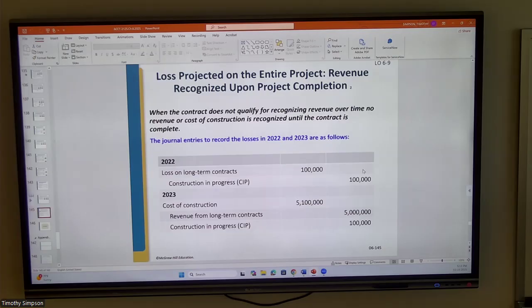And then at the end of the day, we're going to zero out the entire cost of construction, or construction in progress. And we recognize the revenue over the time period. This is upon the entire completion, and construction in progress is also zeroed out. So this particular work is done. Yes, we have a loss, not good. It does happen, but this is the completion of how we would sort of wrap up this particular activity.